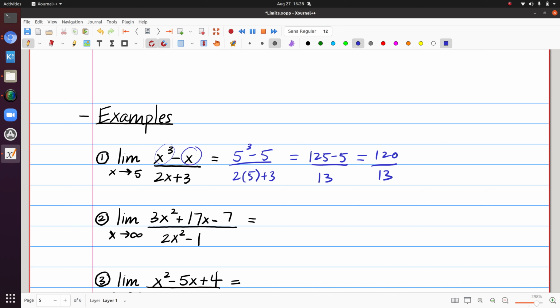Now in the next example, the idea of plugging in infinity in the way that I plugged in 5 doesn't really make sense here. So what we can do in this instance is try to simplify this. The thing that is making this difficult is both the top and the bottom are approaching infinity, and this notion of infinity divided by infinity is not something that is easily understood.